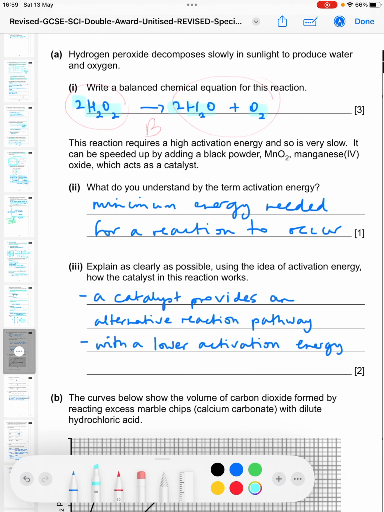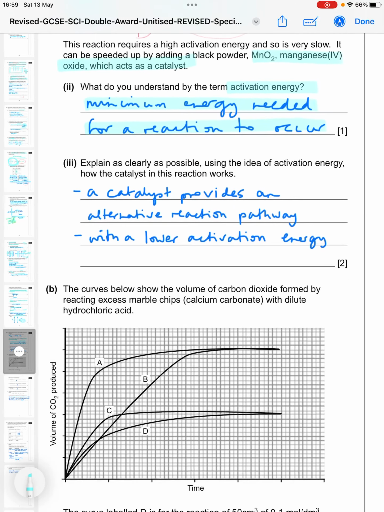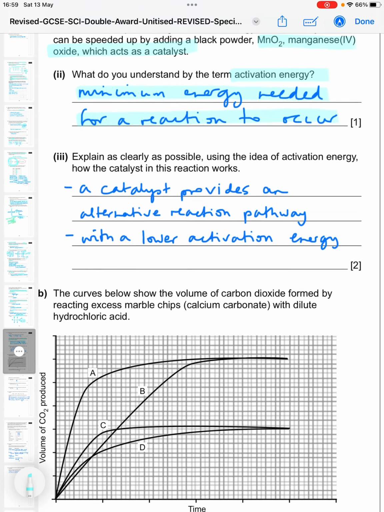So this reaction requires a high activation energy and so is very slow. It can be speeded up by adding a black powder, MnO2, or manganese(IV) oxide, which acts as a catalyst. What do you understand by the term activation energy? So you need to say the minimum energy needed for a reaction to occur, or the minimum energy required for a reaction to occur. You must have minimum in there.